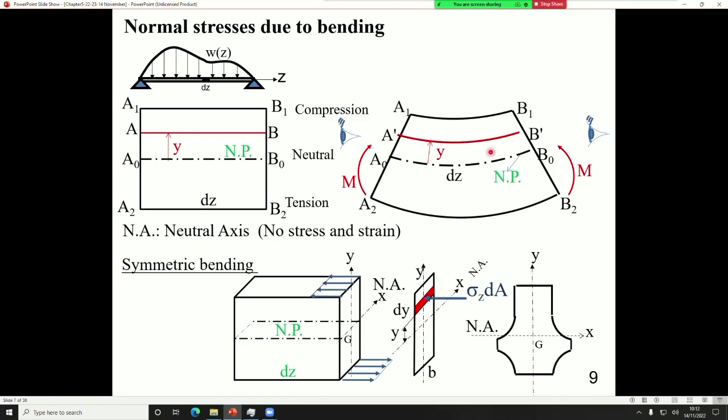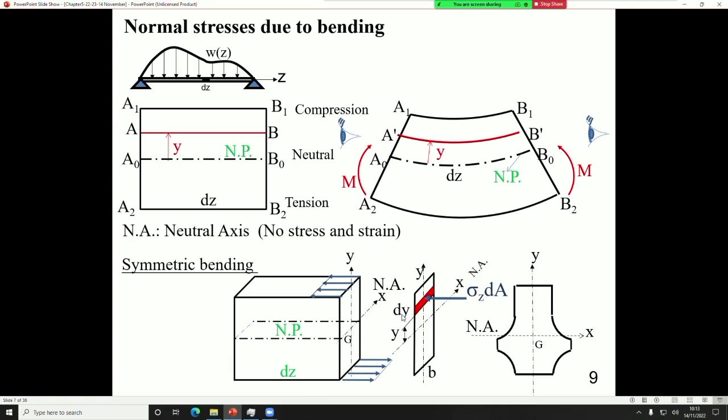So based on the top layer getting shorter and the bottom layer getting longer, this part at the moment is on the compression side and is subject to compressive stress or normal stress. So I've used the symbol sigma to show it. And I've also added Z here. I want you to understand this stress here is along the Z axis. It's not along the X axis or along the Y axis. So it's normal to the cross section.